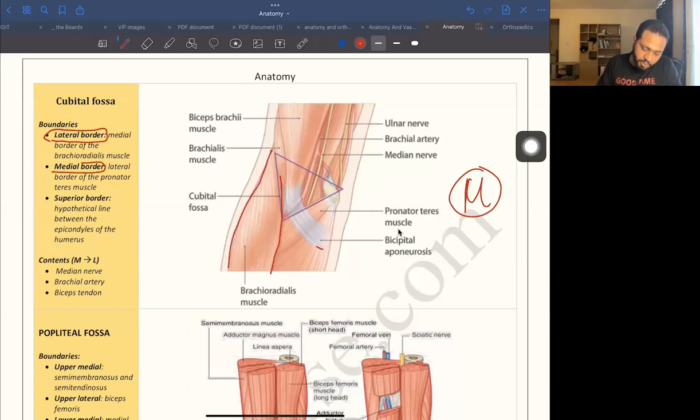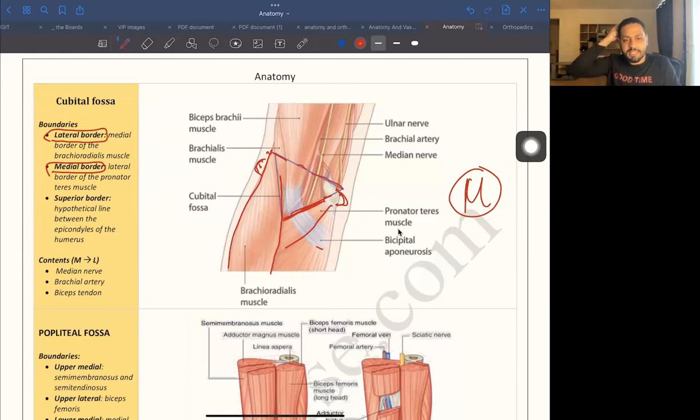What is its medial border? It's basically the lateral border of the pronator teres muscle. What is the superior border? It's a hypothetical, imaginary line that passes between the two epicondyles. This is the medial epicondyle, and this is the lateral epicondyle. So it's just an imaginary line passing between them.